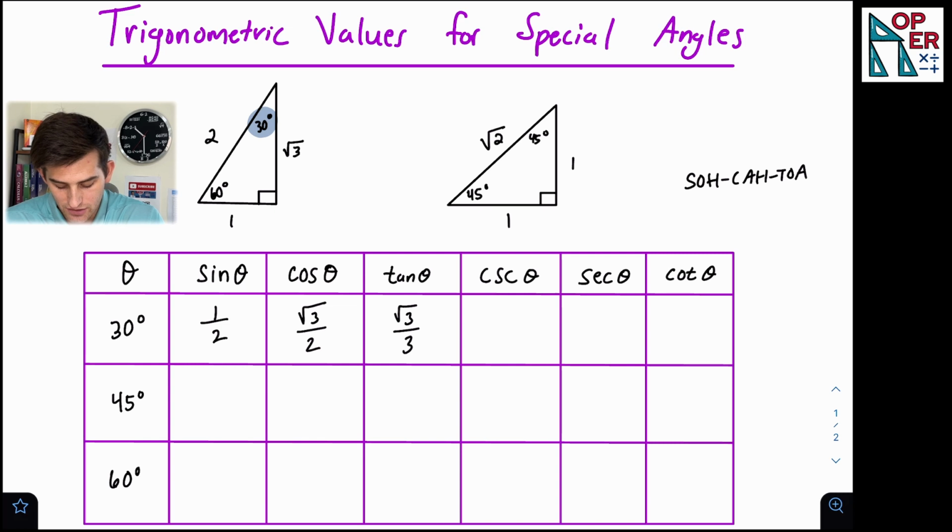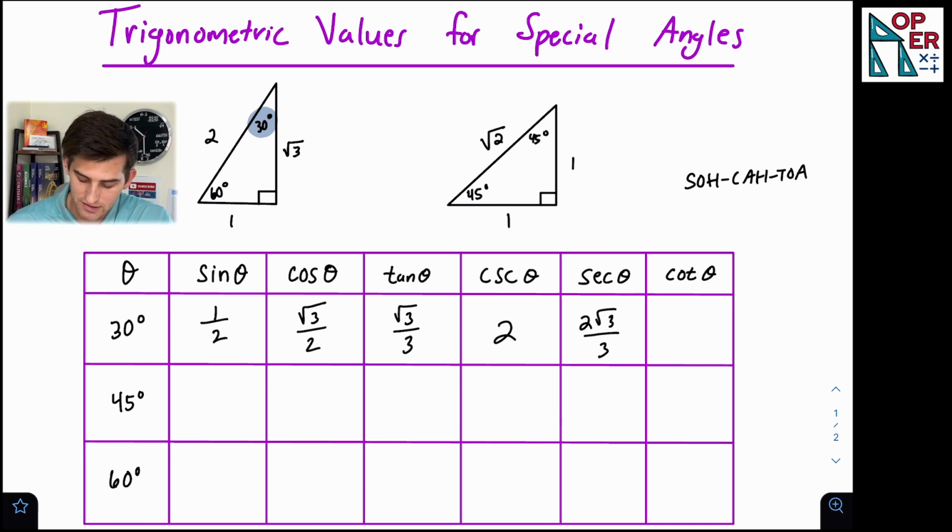Okay? Now, for cosecant, secant, and cotangent, those are the inverses of the 3 ratios that we just found. So cosecant is the inverse of sine, so that's going to be 2 over 1, which would just be 2. Secant is the inverse of cosine, so this is going to be 2 over root 3. And once again, we have to rationalize this denominator. So our denominator is going to be 3, but our numerator is going to be 2 root 3. So we're going to erase and write our final ratio there. So this would be 2 root 3 over 3.